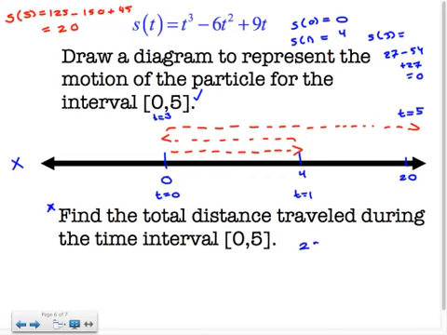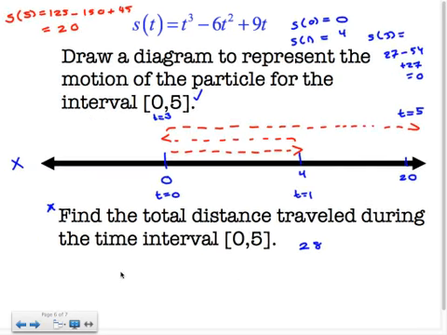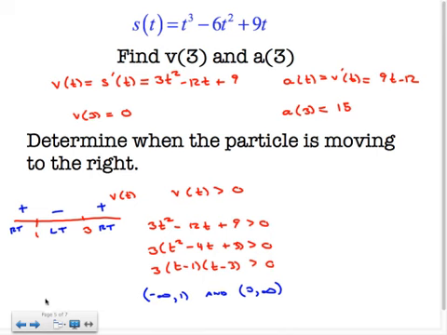Now, how do you arrive at this answer of 28 without the chart? Well, here's what I would need to do. I need to know where the particle changed direction, and I need to calculate the change in position on each of these intervals. For example, for the first 1 second, the particle moved to the right. So if I calculate the position at time 1 minus the position at time 0, that will tell me how far the object displaced, and if I put absolute value bars around it, it'll make it positive, which makes it distance.